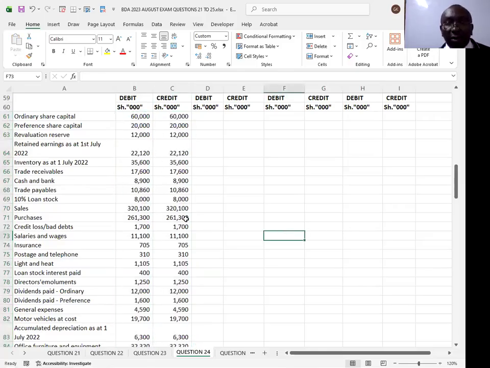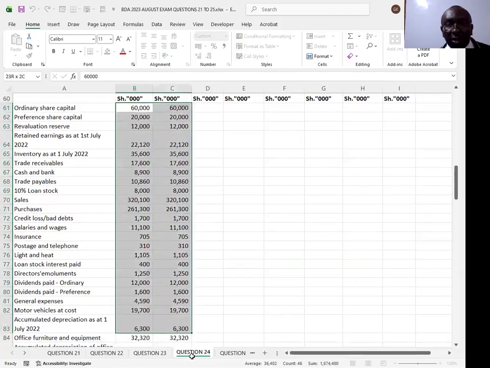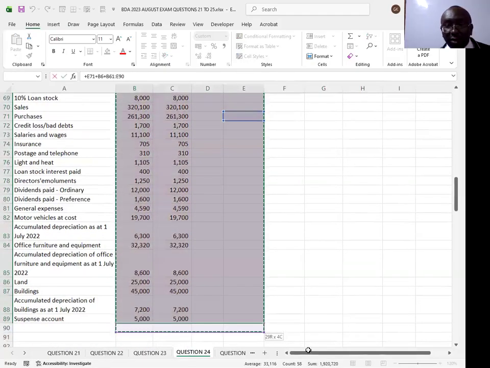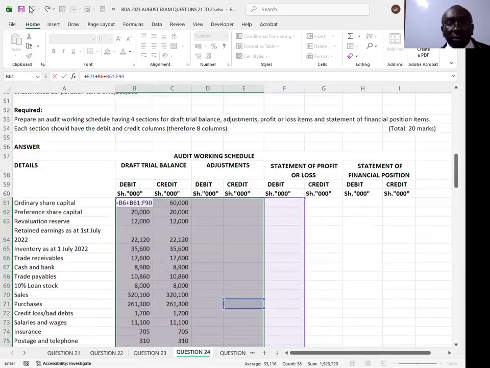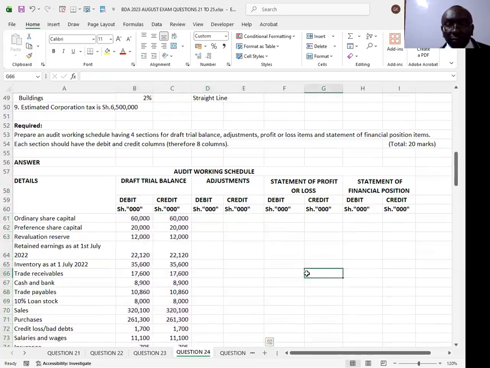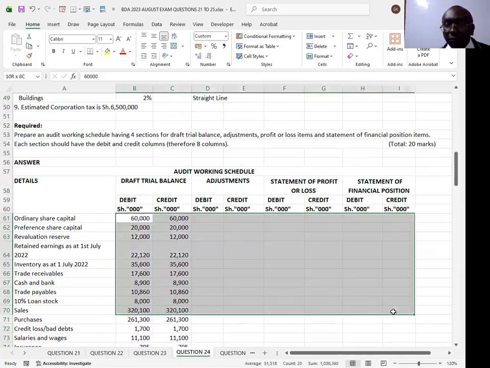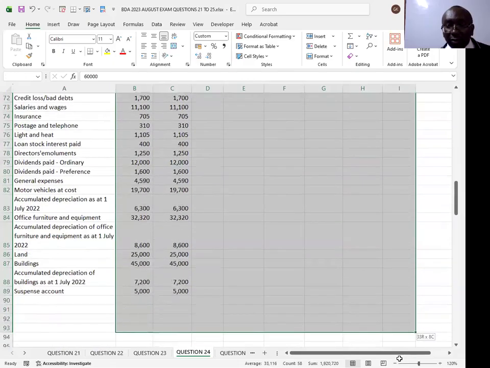Now, or maybe first of all, let's format these ones. Okay, what is this now? I want to format these cells.